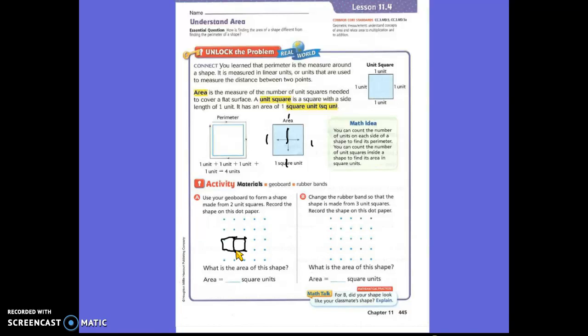Can we do it corner to corner? Nope. You wouldn't be able to do that with a rubber band and geoboard. You're not going to do it like that one here.